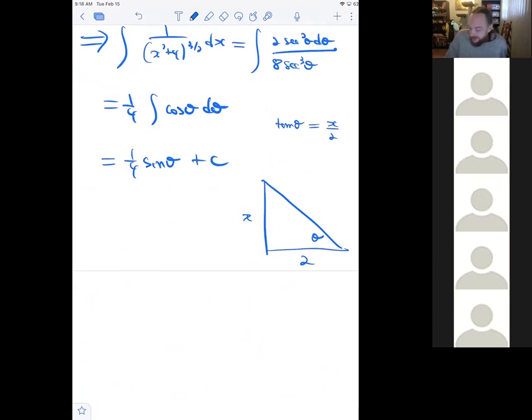And so now what do I have to use? I use the Pythagorean identity to find that this side is going to be exactly the thing that I have, the square root of x squared plus 4. And what is sine? Sine is opposite over hypotenuse. So this is equal to 1 over 4 times sine theta, which is opposite over hypotenuse, so x over the square root of x squared plus 4.